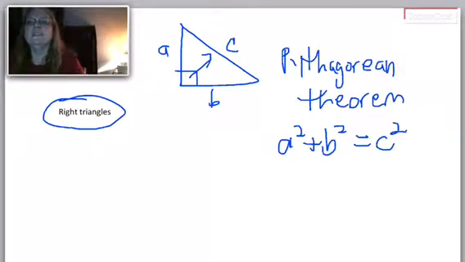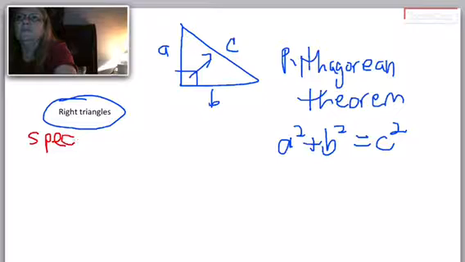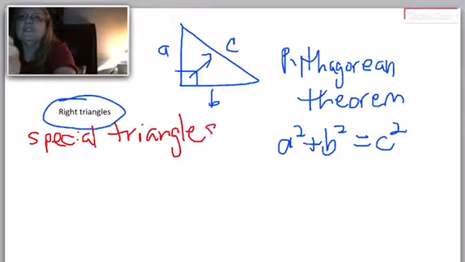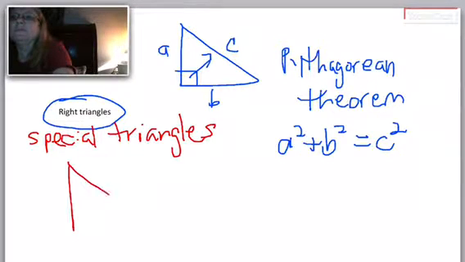So the next one that we talk about are called special right triangles. There are two of these. So again, this doesn't work in all situations. Pythagorean theorem works on every right triangle. But again, we have to have two of the three. The two special right triangles we talk about have to do with the angle measurements.